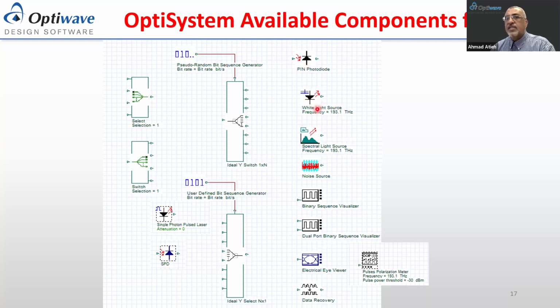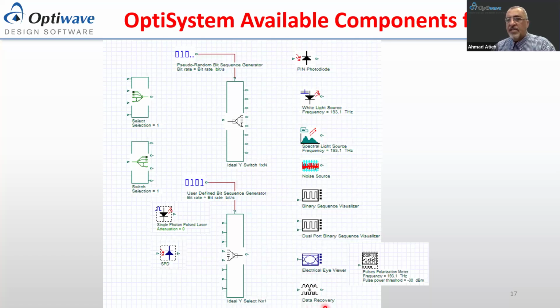Now, other components you can use are bin detectors. There are white light sources. There are noise sources to add into the system for analysis. You have binary sequence visualizers. We added features into these to count the incoming ones and zeros and compare between the ports how many ones are matching. And this is very important when you try to match between Alice and Bob sequences.